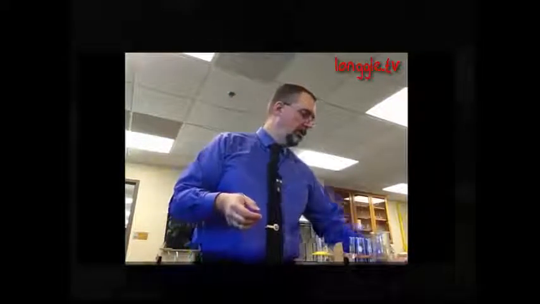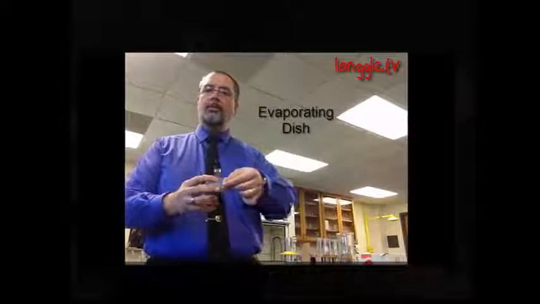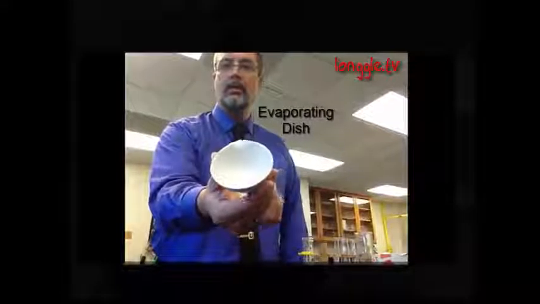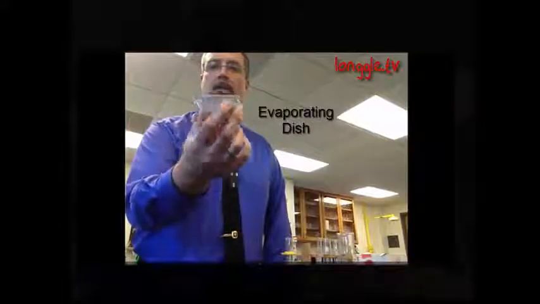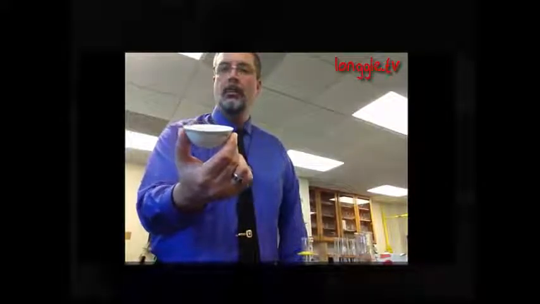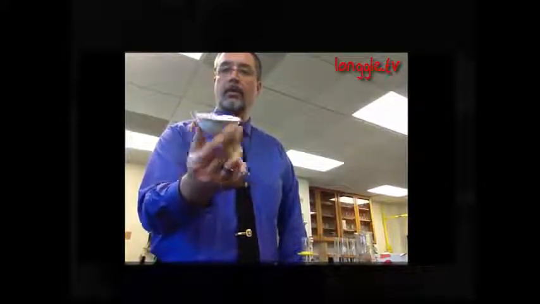If you do want to heat something in an open container that's not like a crucible, you can use the crucible's big brother. This is an evaporating dish, and you can put something in here and heat it very strongly. It's also made out of very strong porcelain. It will heat very well. It'll evaporate whatever liquid might be in there. So evaporating dishes are better to evaporate liquids over heat.